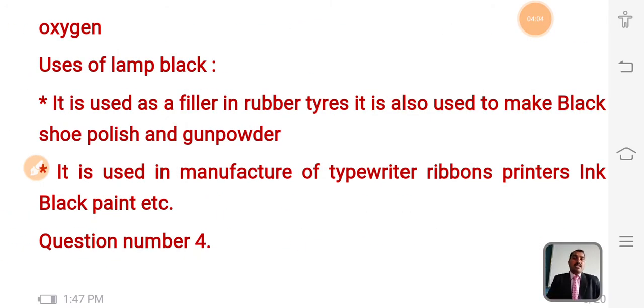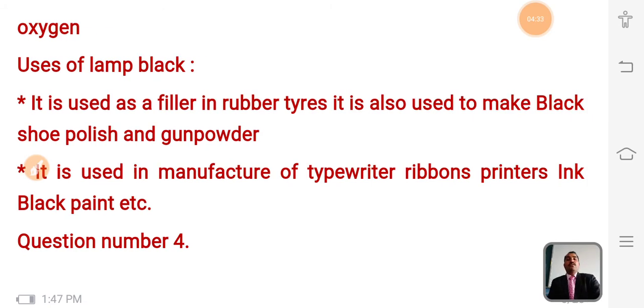Uses of lamp black. It is used as a filler in rubber tires. It is also used to make black shoe polish and gunpowder. It is also used in the manufacturing of typewriter ribbons, printer's ink, black paint, etc.